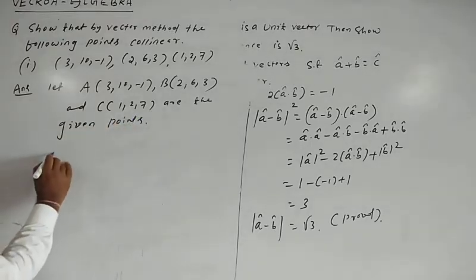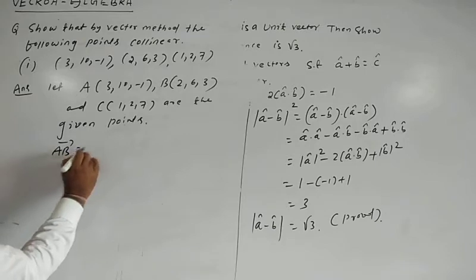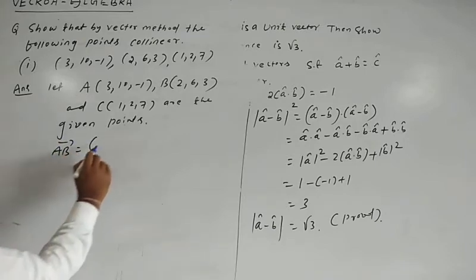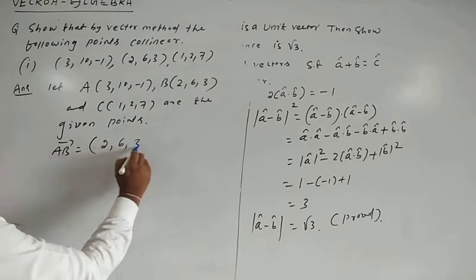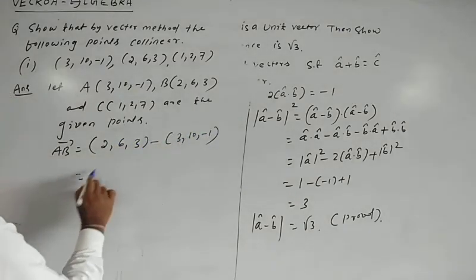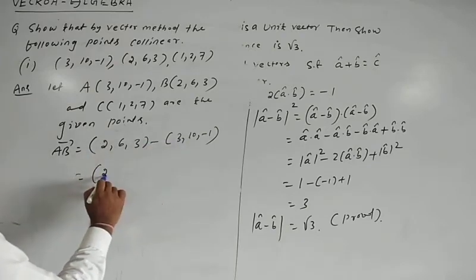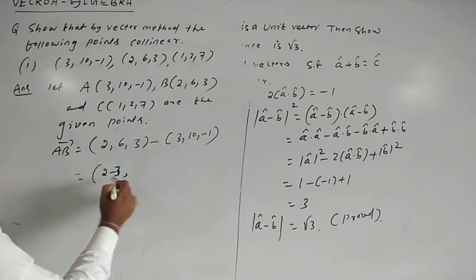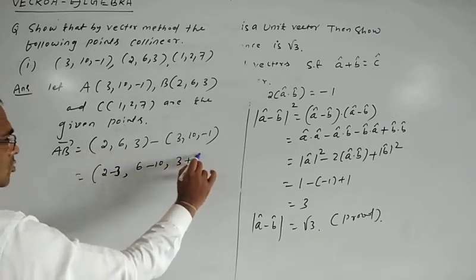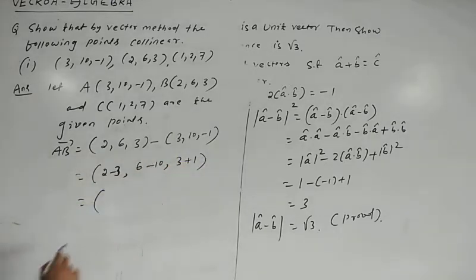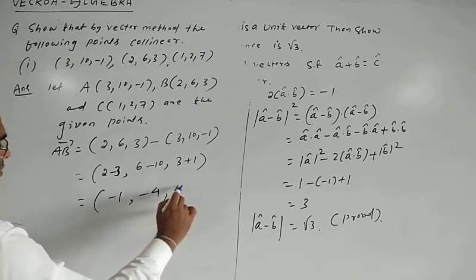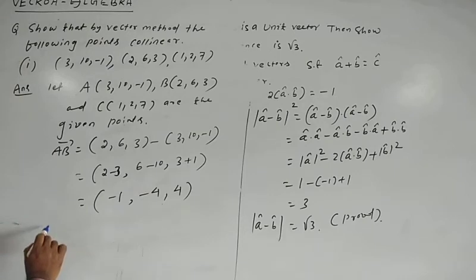Now we find first the AB vector. You know AB vector is equal to position vector of B minus position vector of A. So this is 2, 6, 3 minus 3, 10, minus 1. So 2 minus 3, 6 minus 10, 3 minus of minus 1 plus 1. So AB vector is equal to minus 1, minus 4, plus 4.